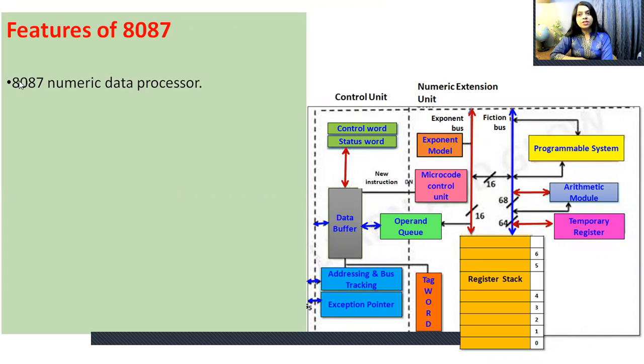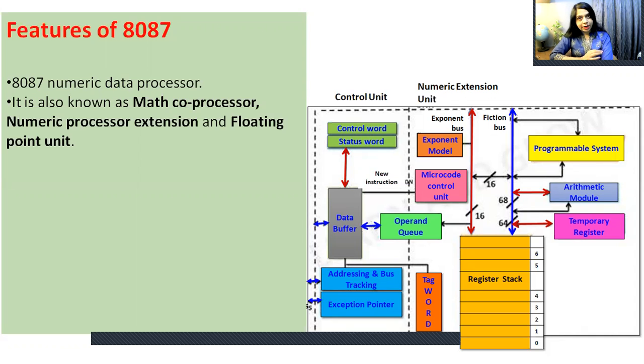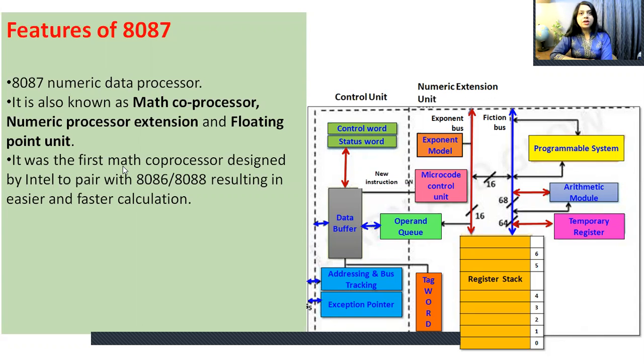The first feature is that 8087 is a numeric data processor. Numeric means numbers, so it processes numbers. So obviously something that processes numbers means it processes maths. So 8087 is known as a maths coprocessor, numeric processor extension or floating point unit. It was the first math coprocessor designed by Intel.